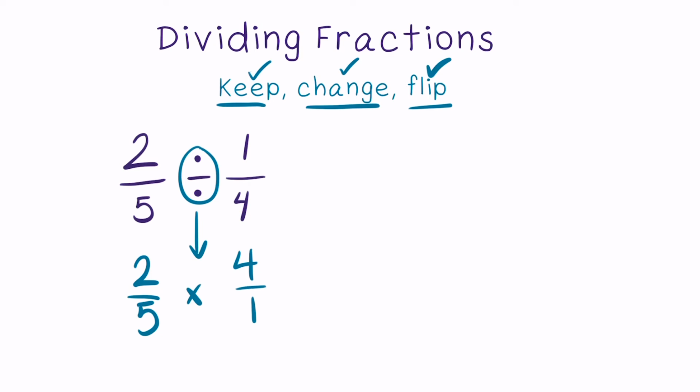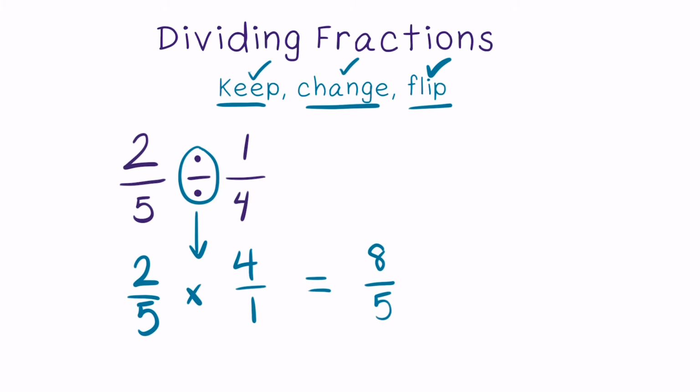Now that I've converted my division of fractions problem into a multiplication of fractions problem, it is much easier for us to solve. 2/5 times 4/1. When we're multiplying fractions, we simply multiply the numerators and then multiply the denominators to get our answer. So in this case, the numerators, 2 times 4 equals 8, and the denominators, 5 times 1 equals 5. My answer is 8/5.